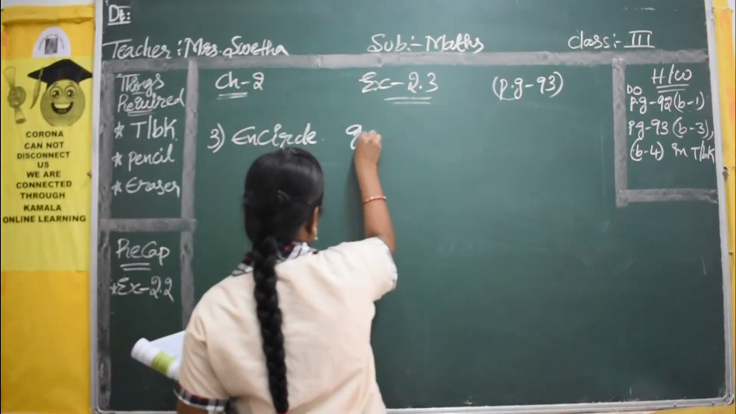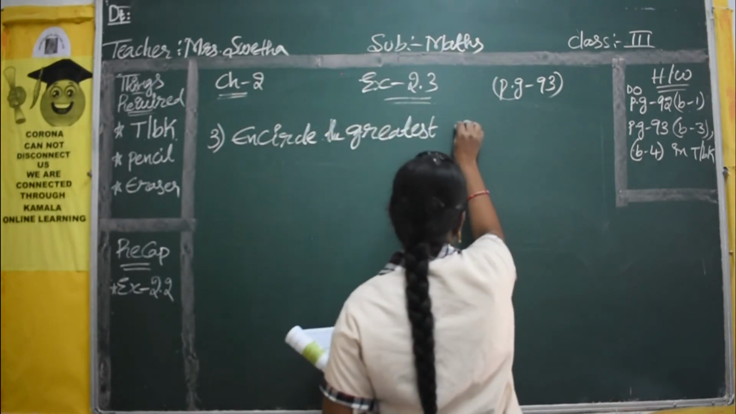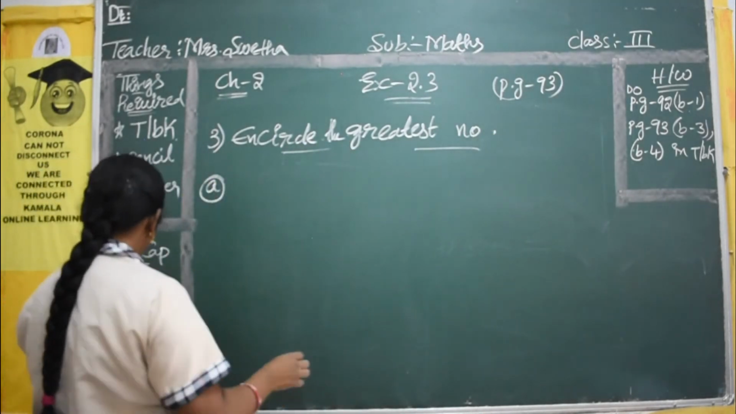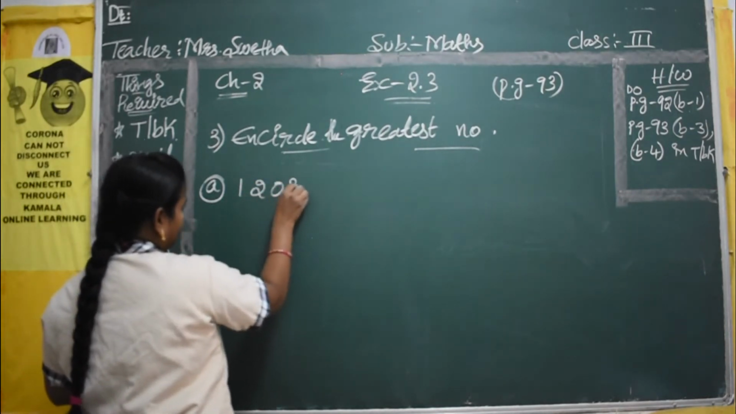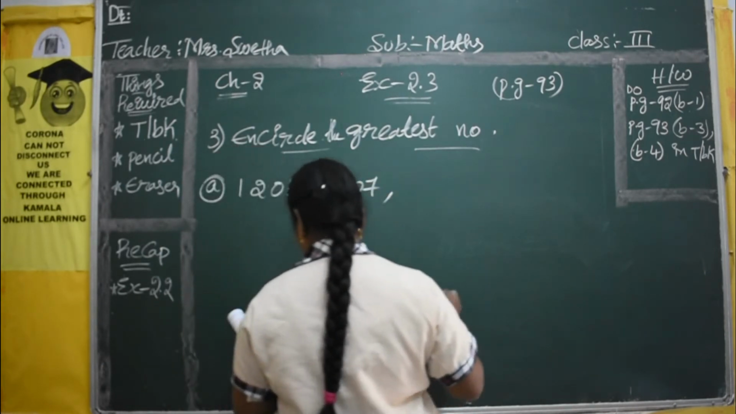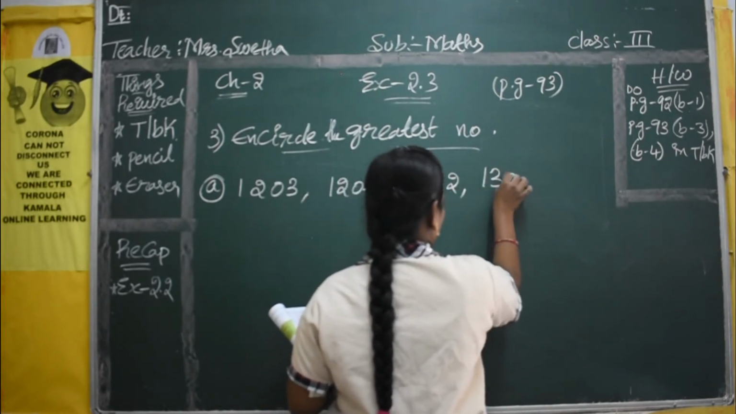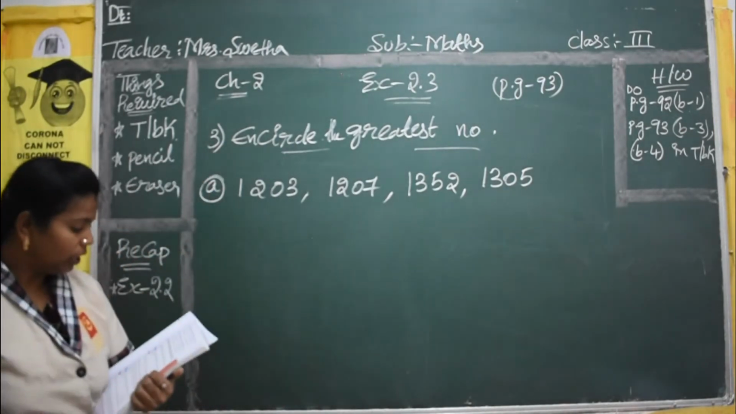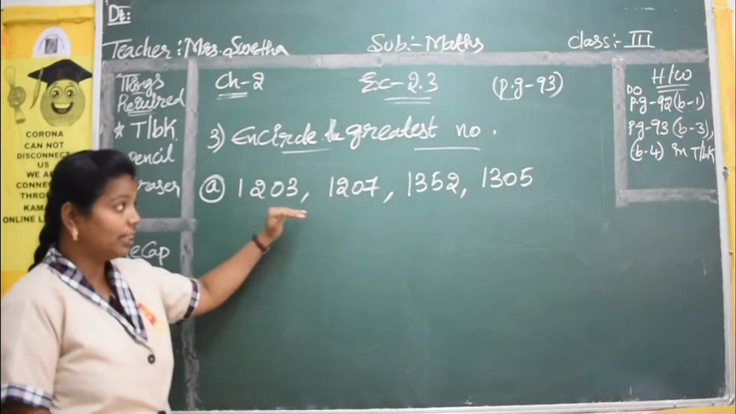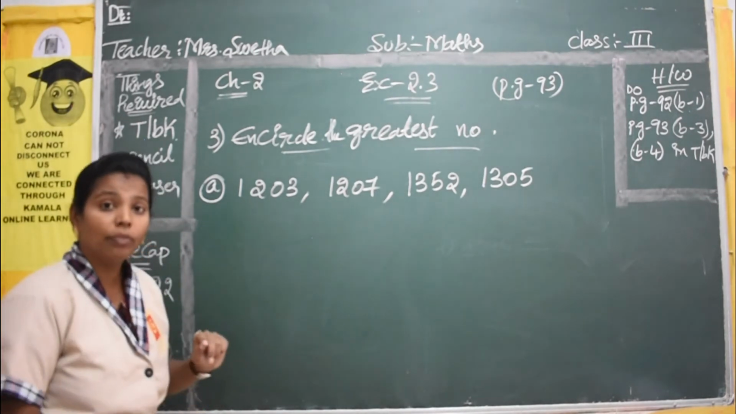Okay. Encircle the greatest number. Okay. So here you have your first question. 1, 2, 3. 1, 2, 3, 7. Okay, so these are the 4 set of numbers you have in third bit. Okay, so in these 4 sets of numbers you have to find which is the greatest number, and you have to circle that number.